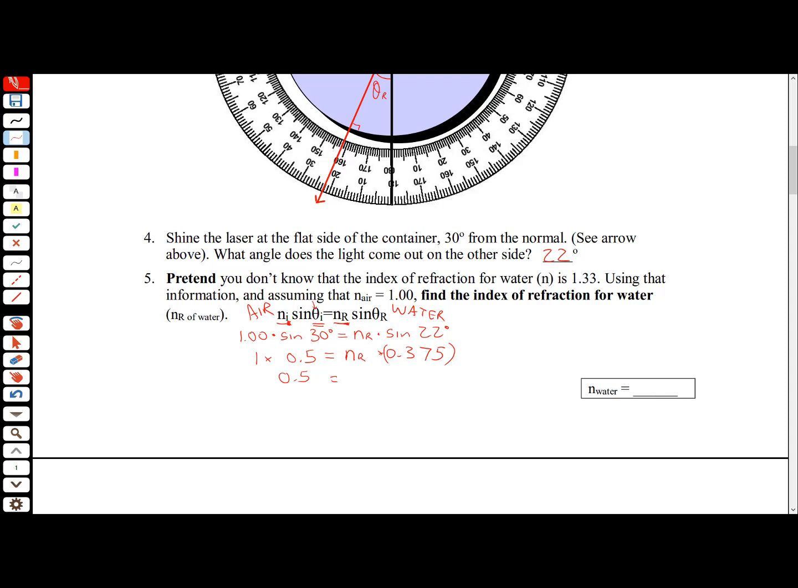So multiplication is happening right here. We divide both sides by 0.375, and that brings it to the left side. So Nr, if you take 0.5 and you divide it by 0.375, you get an answer of 1.33. We get experimentally the theoretical value for water. So that's been done well.